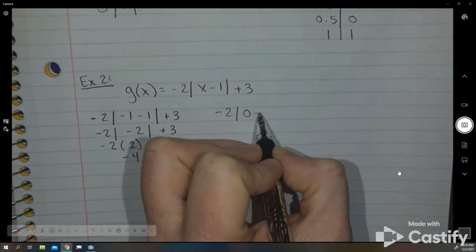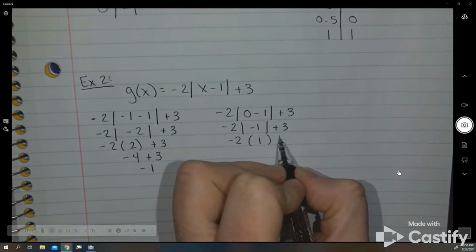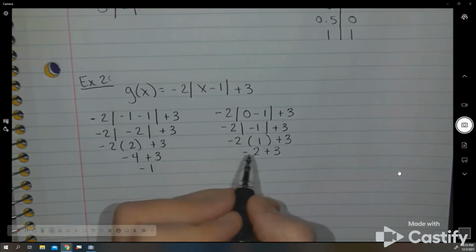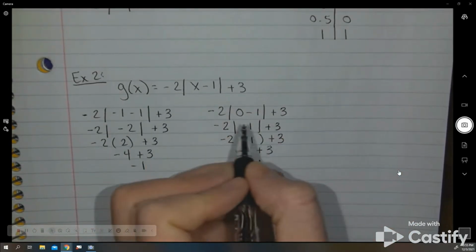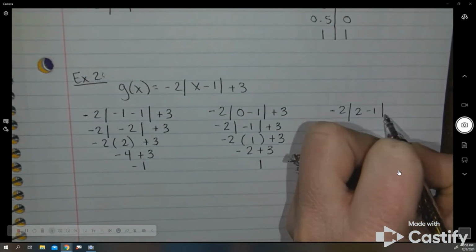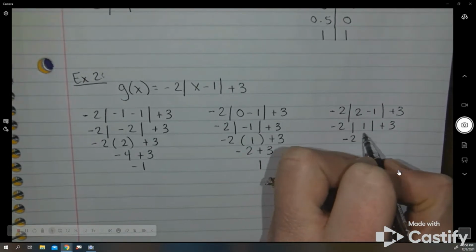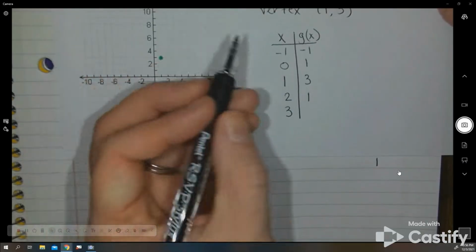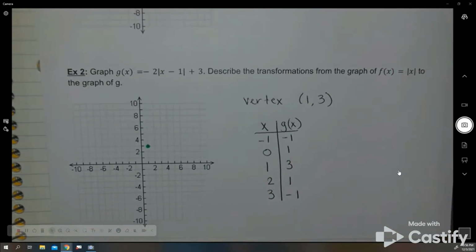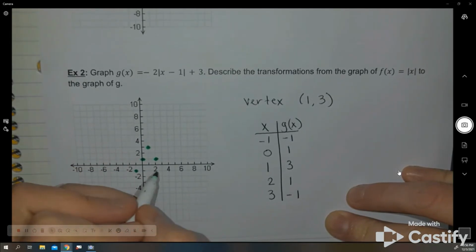This time we've got -2 and then we have 0 minus 1 plus 3. So that's -1. -2 times the absolute value of that is... times 1. So then I have -2 plus 3, which gives me +1. And then our next number we need to work on is 2. So -2 times the absolute value of 2 minus 1 plus 3. So I have -2 times the absolute value of 1, which is -2 times 1. So that's -2 plus 3, which is +1, which we kind of already knew because of the ones we'd already done. But just to double check, we know that when we plug in 3, we're going to get -1. All right, so let's plot these other points here. So I have (-1, -1), (0, 1), (1, 3), (2, 1), and (3, -1).